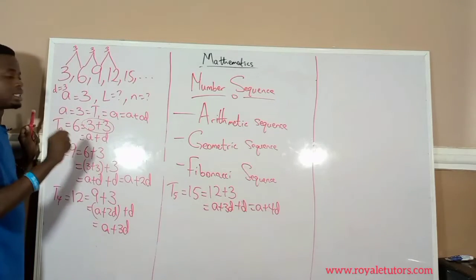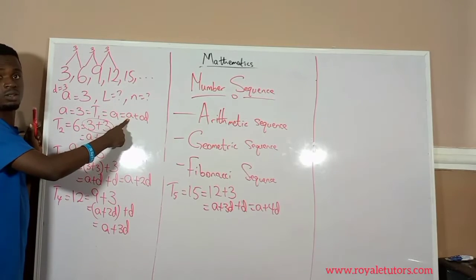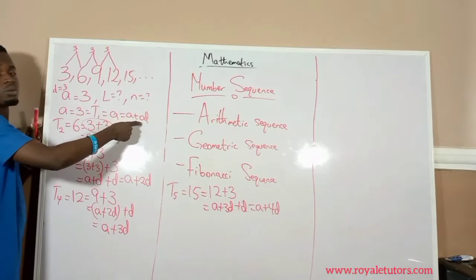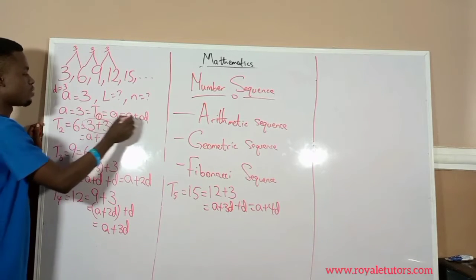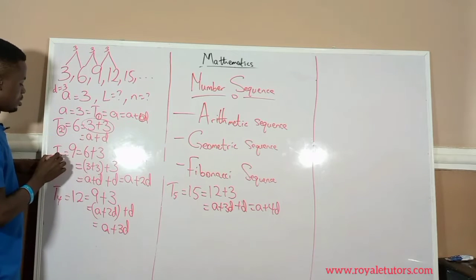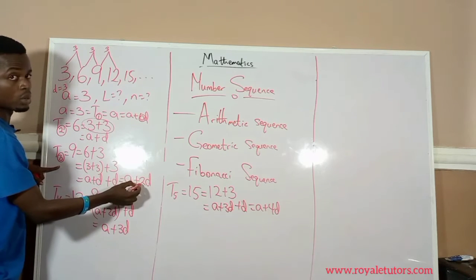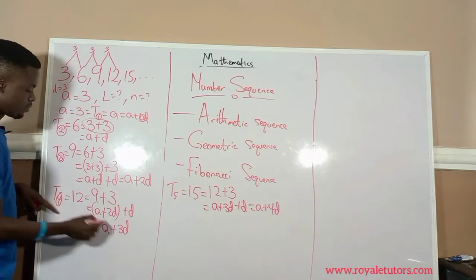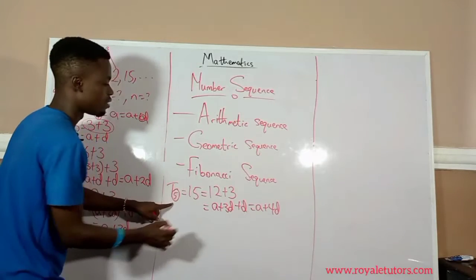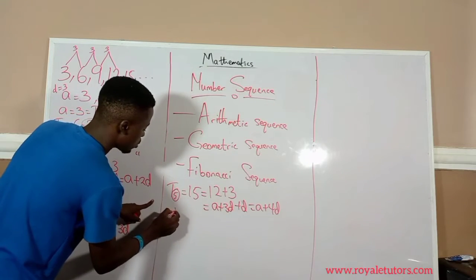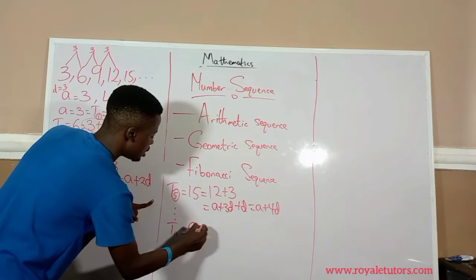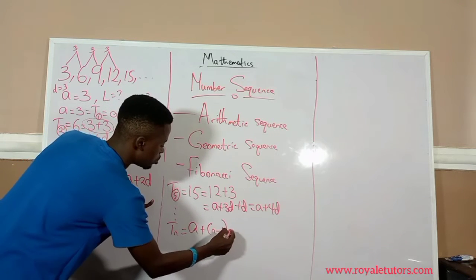It follows a pattern that a is always present in all of the terms, and d is always multiplied by 1 subtracted from the term number. This is the first term, that's why we're having 0 here. This is 2, that's why we're having 2 minus 1, which is 1 here. This is 3, that's why we're having 3 minus 1, which is 2 here. This is 4, that's why we're having 4 minus 1, which is 3 here. This is 5, that's why we're having 5 minus 1, which is 4 here. So that means if I continue this to the nth term, all I need to do is write a, then subtract 1 from n and put d.